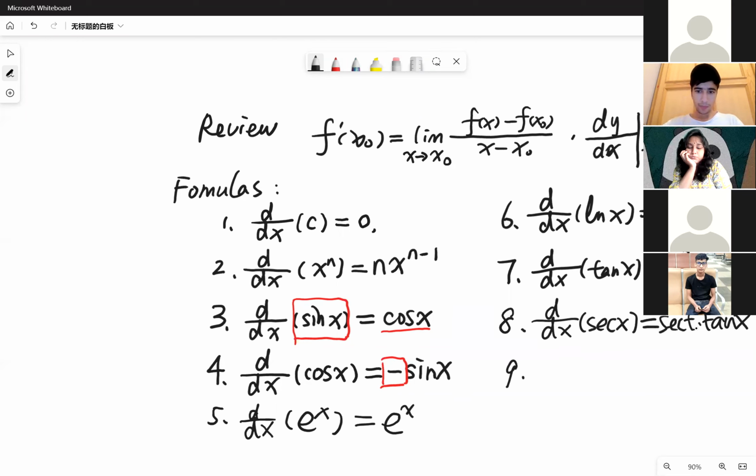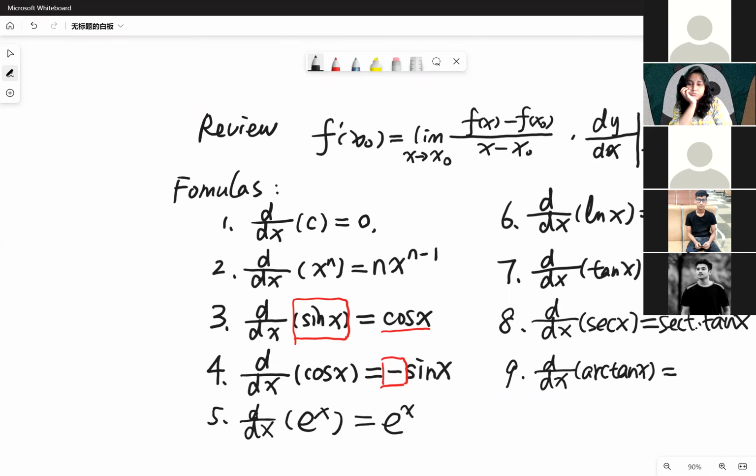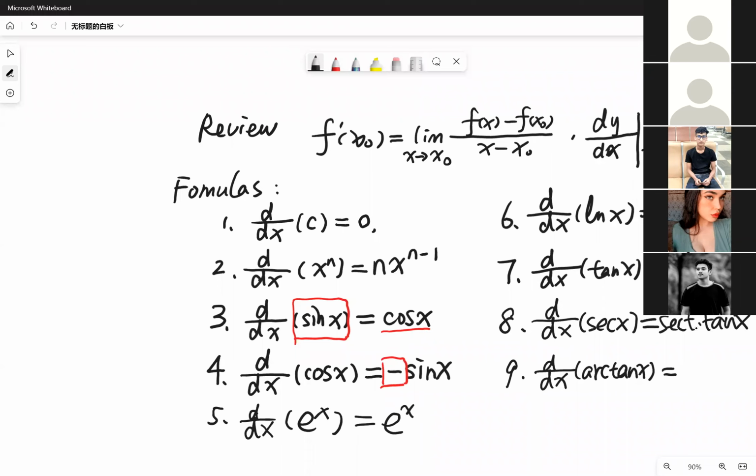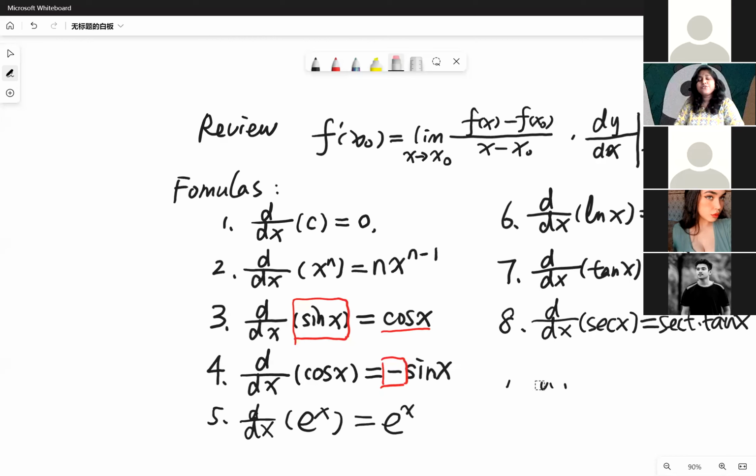Next one, the derivative of arctangent x. Can you check your notes? Laushi, last class, we just had 8. Oh, you just have 8. Okay, we just stop here. Laushi, finish that formula number 9. Finish it, Laushi, we need that.